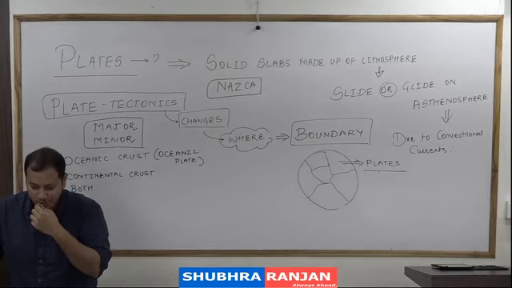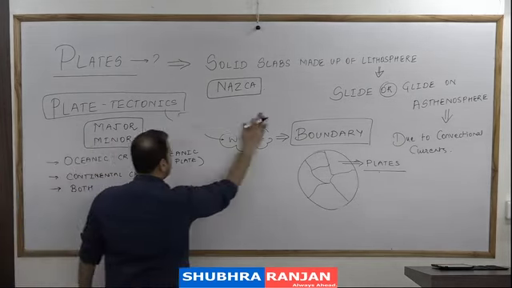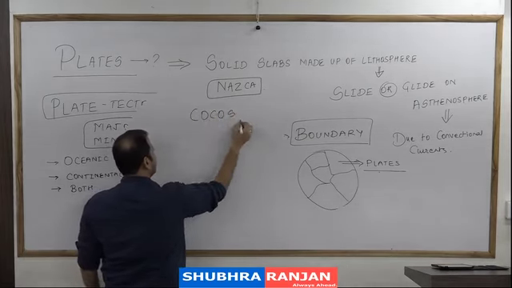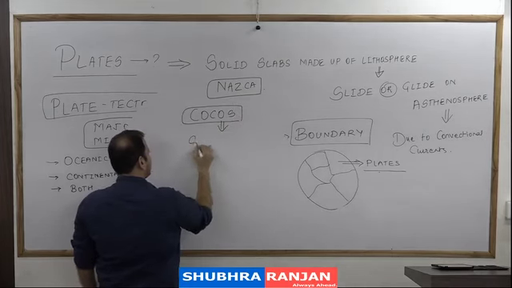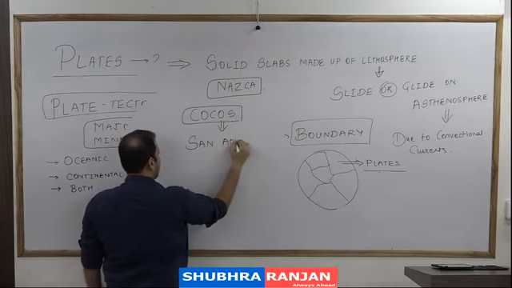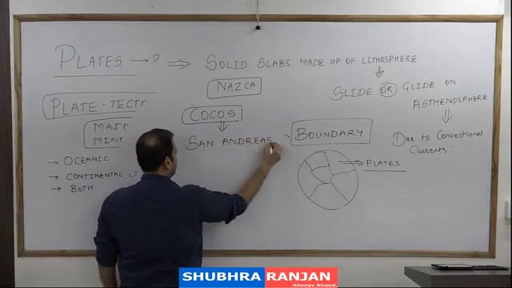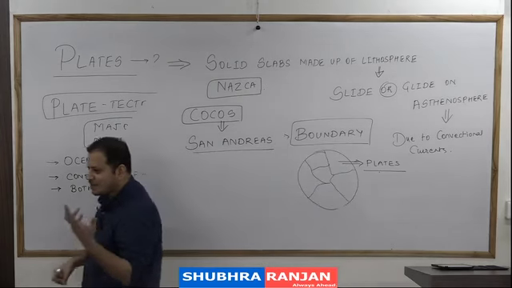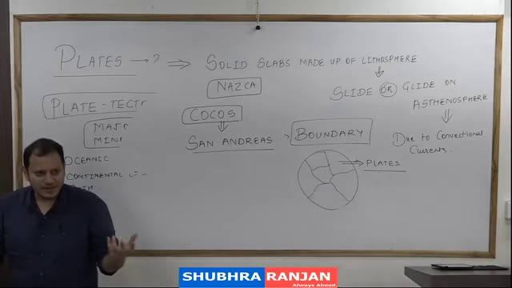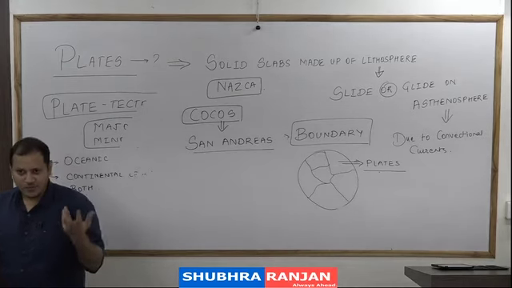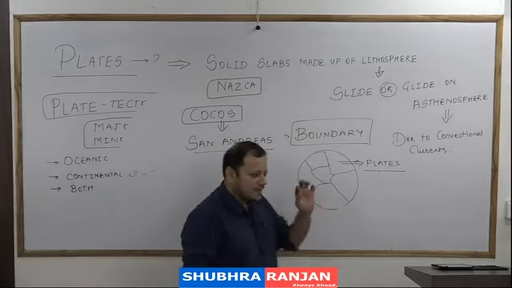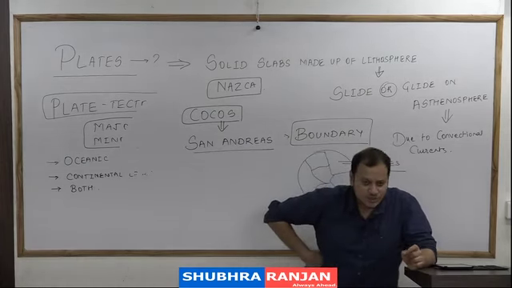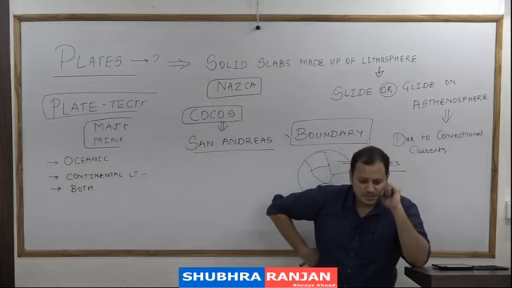Second is above it, the Cocos plate. Why is it responsible? A movie has also been made on this. San Andreas fault system. You have seen this movie regarding the earthquakes. It is one of the most powerful earthquake regions in the world. So that is the San Andreas fault system. So you can take down Cocos plate associated with the San Andreas fault system.